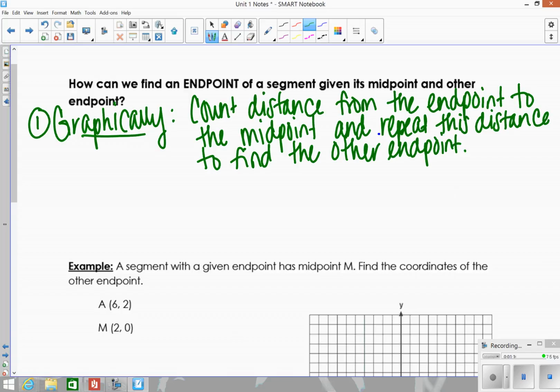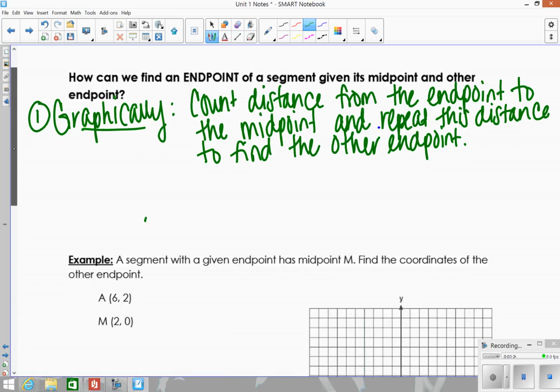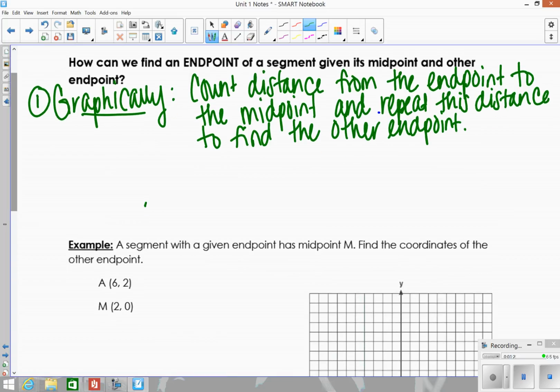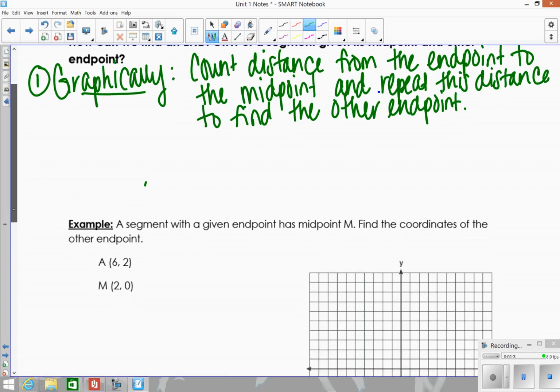So let's look at what that means. You're basically going to have to find the other endpoint when you're given one endpoint of the segment and the midpoint of that segment. Since the midpoint is in the middle, the distance on either side of the midpoint has to be the same. That's why you count the distance from one endpoint to the midpoint, and then you just repeat it. So on the graph below, let's do this graphically.